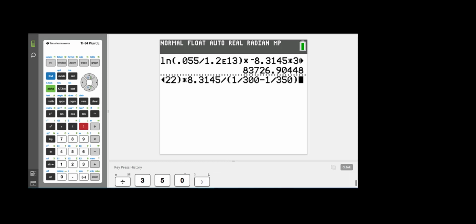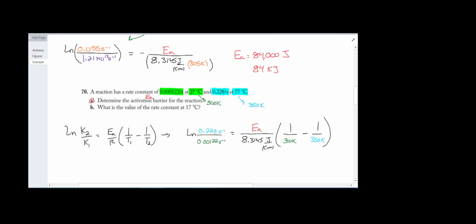Yes, I find touchscreen calculators very problematic. I don't know if you guys do as well. There you go, 131,531. Or really 2 sig figs, 130 kilojoules per mole. There you go. 2 to 3 sig figs would be 132 kilojoules per mole. For 2 sig figs, 130.